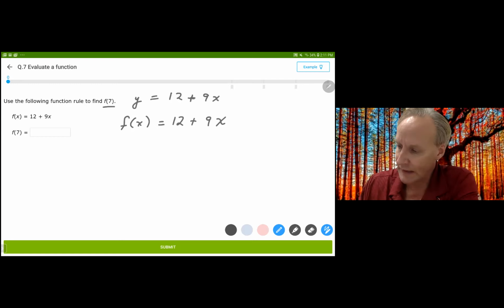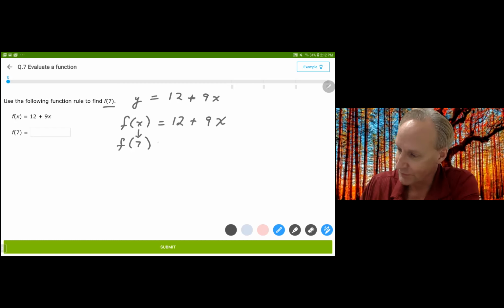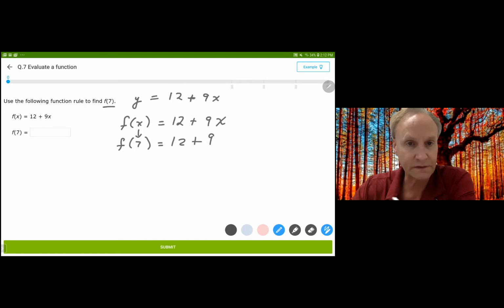And I want you to notice what happened here. This is going to make a lot of sense to you. I put a 7 instead of an x, didn't I? Well, guess what I'm supposed to do? I'm supposed to put a 7 inside parentheses instead of an x. The parentheses are important because if I just write a 7 right now, it's going to look like 97. But it's not. It's 9 times 7. Notice I put a 7 instead of an x.